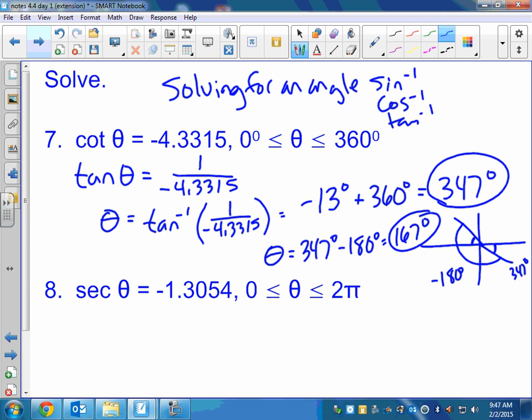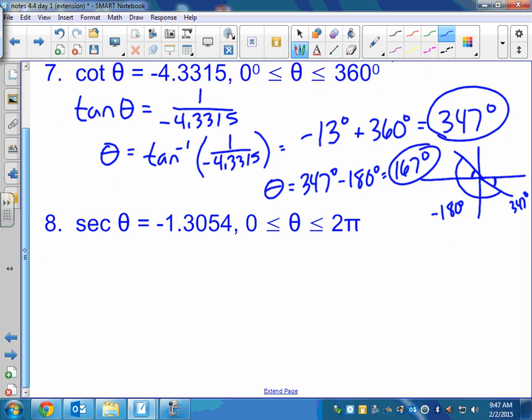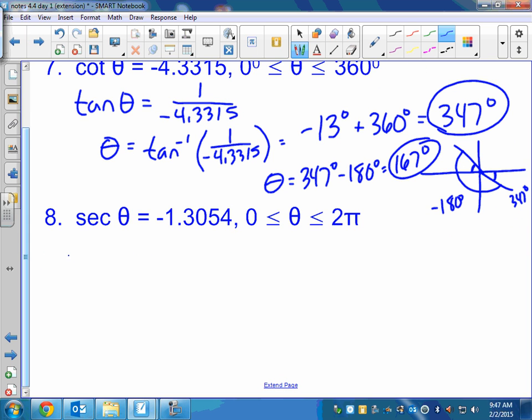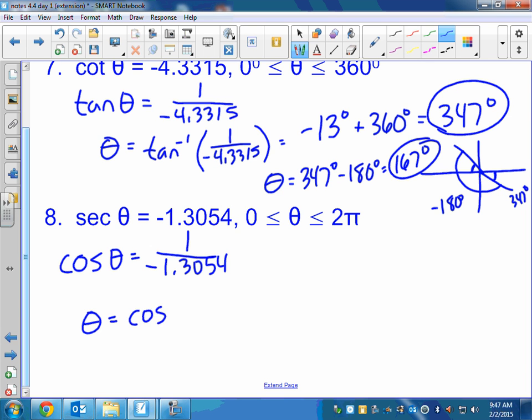So let's do secant. What's secant the reciprocal of? Cosine. So this is not 1 times my calculator. I'm going to write that cosine is 1 over negative 1.3054. So I can say that theta is equal to inverse cosine of that. What mode should my calculator be in on this one? How do I know? Right here. 0 to 2 pi, change your calculator to radian mode and give me a radian answer.